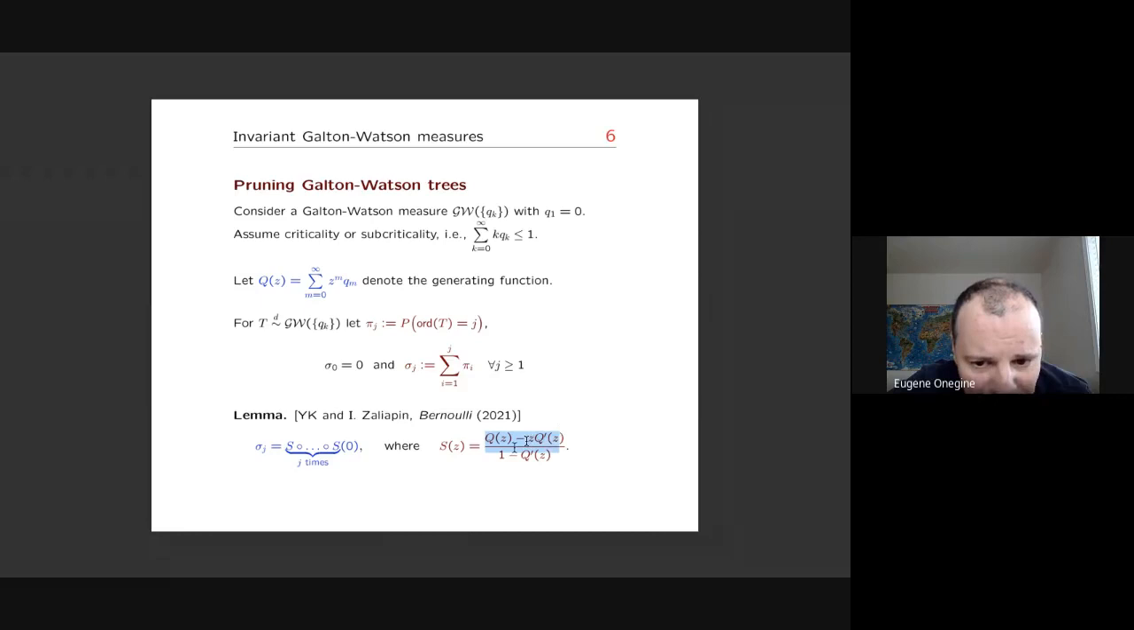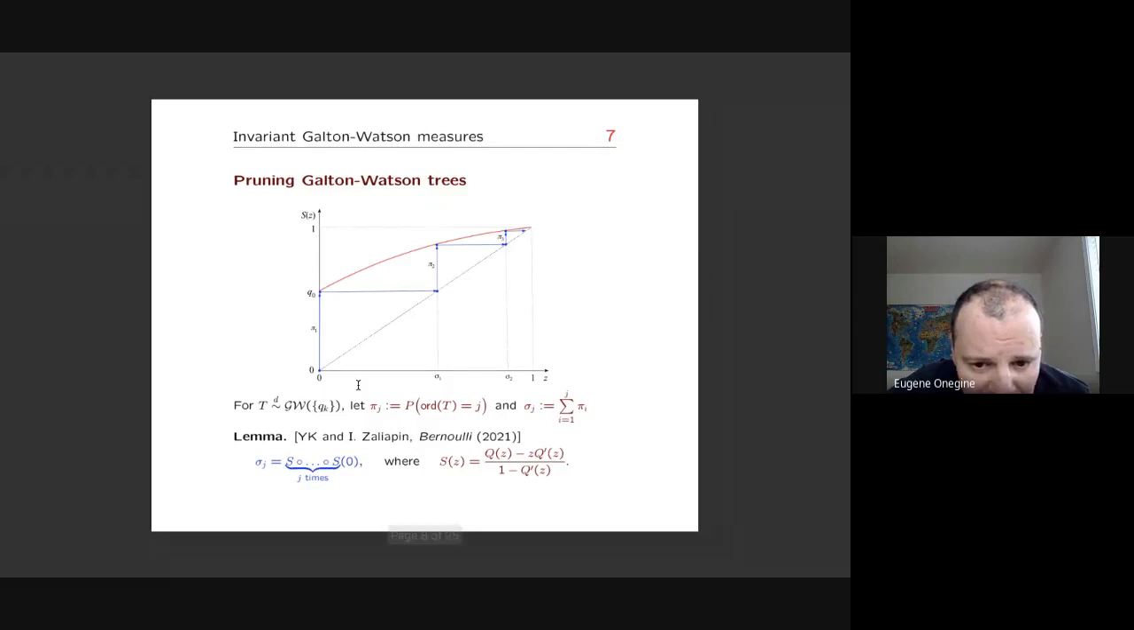So it never happened to us that we would have such a nice expression of pruning j times, right? So sigma sub j says that the tree is of order j or smaller. That means that if you prune j times, then it will disappear. It will become an empty tree. And here, pruning is essentially expressed as the composition of functions. And that gave us a tool to get a lot of results, invariance and attractor results.